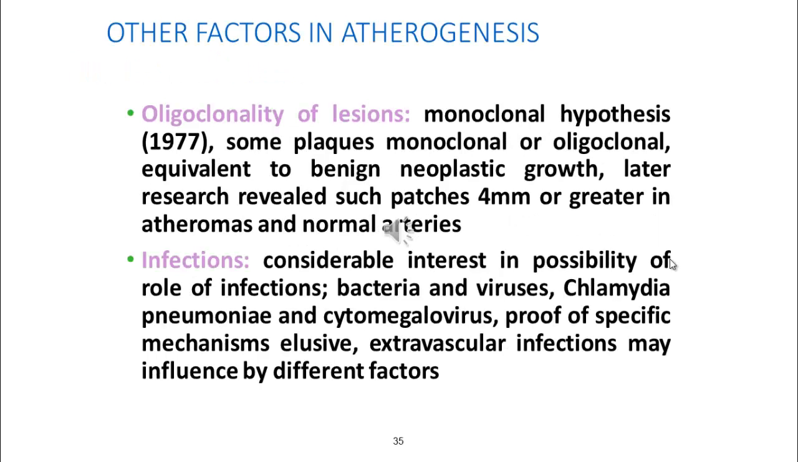Now, there is another theory, the monoclonal hypothesis. It states that some plaques are monoclonal or oligoclonal. These are equivalent to benign neoplastic growth. Later research showed that such patches less than 4 mm are greater in atheromas and in the normal arteries. Another point of interest is that certain infections with bacteria and viruses, including Chlamydia pneumoniae and cytomegalovirus, have a role in the formation of the atheroma.